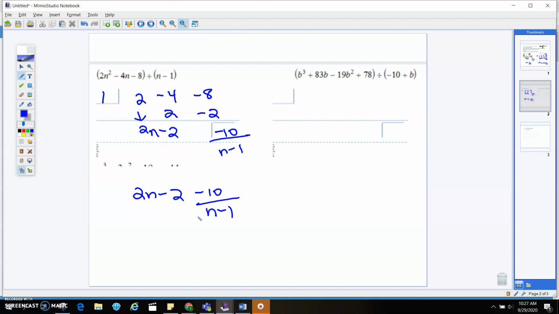On this next problem, though, you're going to notice that it's not in standard form. We've got to write it in standard form before we can do anything. So we're going to have b to the third first, minus 19b squared plus 83b plus 78. And even our divisor has to be in standard form, so b minus 10. Right?